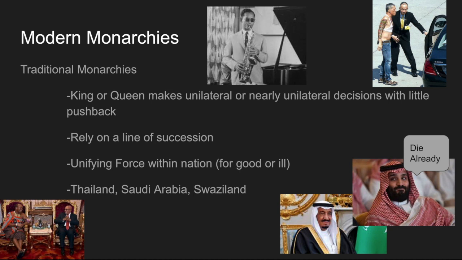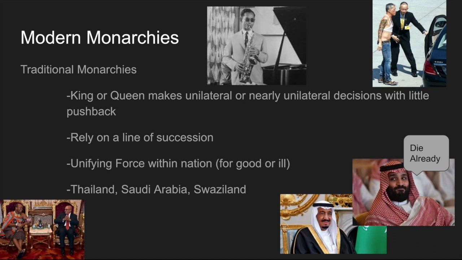There are fewer of these now than there used to be. They've been sort of dripping away since the mid 1600s, when England pointed out that, oh, hey, if you have a terrible king, you could just kill them and then choose who you want to be in charge. But we'll get to that in a second. So unilateral or nearly unilateral decisions with very little pushback. If you mouth off to a traditional king or queen, it's your Alice in Wonderland off with his head, or off with their head sort of situation.